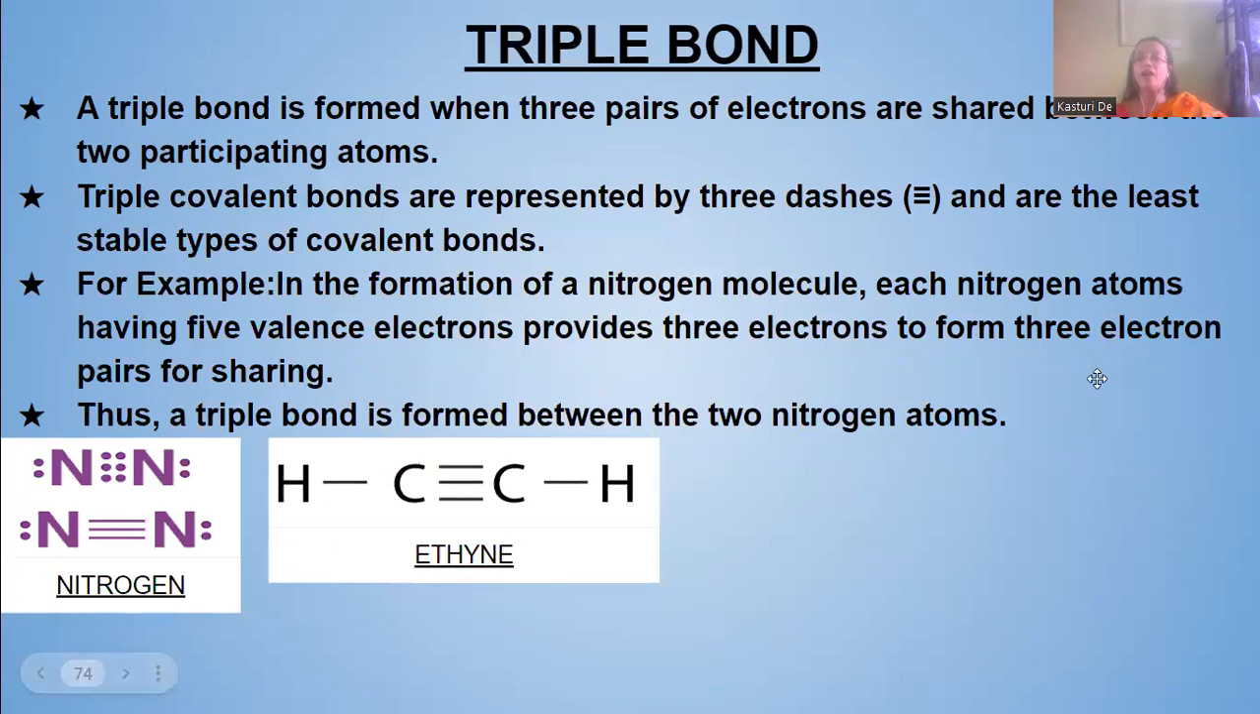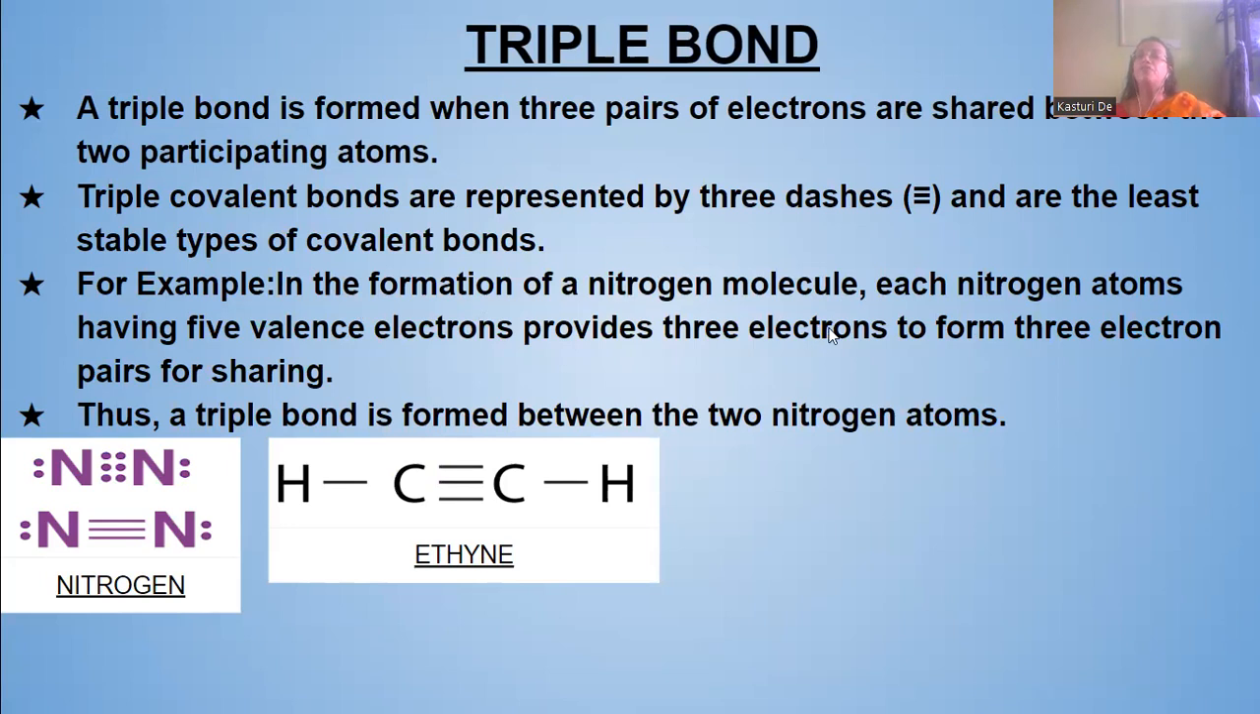Then we come to the triple bond. Now, a triple bond has 3 pairs of electrons shared between the 2 participating atoms. Triple covalent bonds are represented by 3 dashes. These compounds are the least stable type of covalent bonds. Here, this bond is strongest but least stable, though it is still stable.